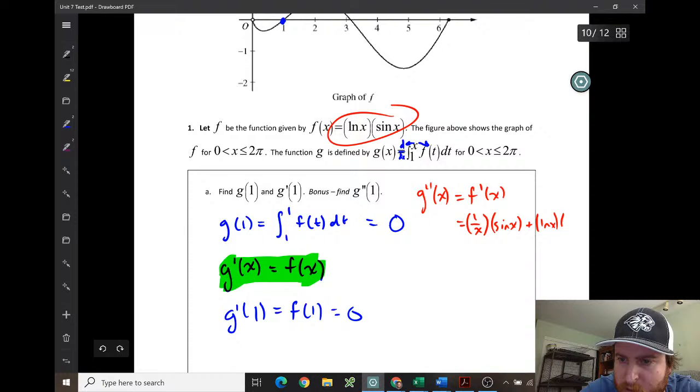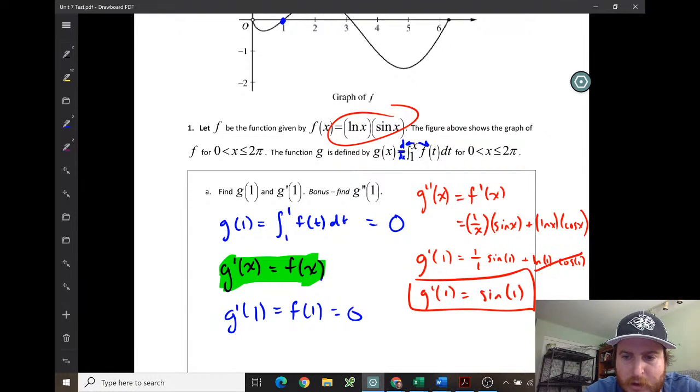So now g double prime of 1 would be 1 over 1 times the sine of 1 plus the ln of 1 times the cosine of 1. Well, ln of 1 is 0, so the answer is just whatever the sine of 1 is. We would just leave our answer like that, sine of 1.